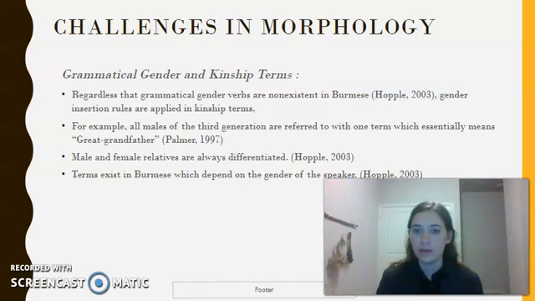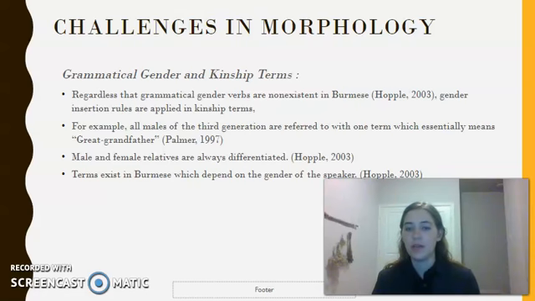Grammatical gender verbs are non-existent in Burmese. Gender insertion rules are actually applied to the kinship terms regulations. For example, all males of the 3rd generation are referred to with one term, which essentially would mean great-grandfather. Male and female relatives are always differentiated, and terms exist in Burmese that depend specifically on the gender of the speaker.